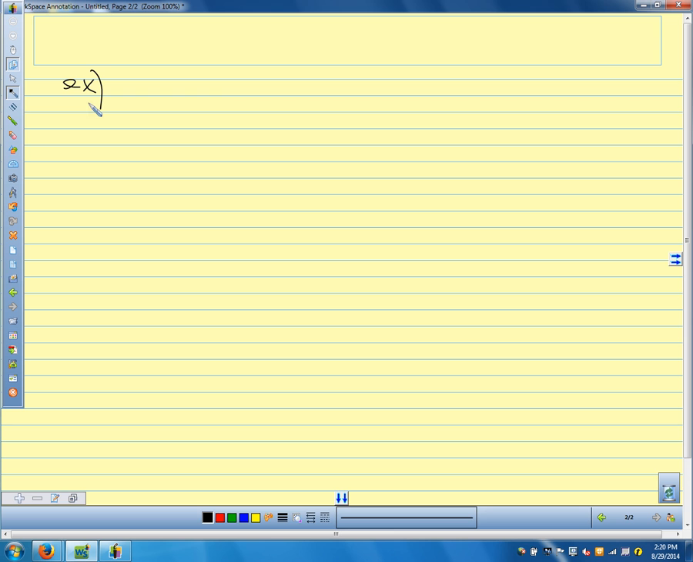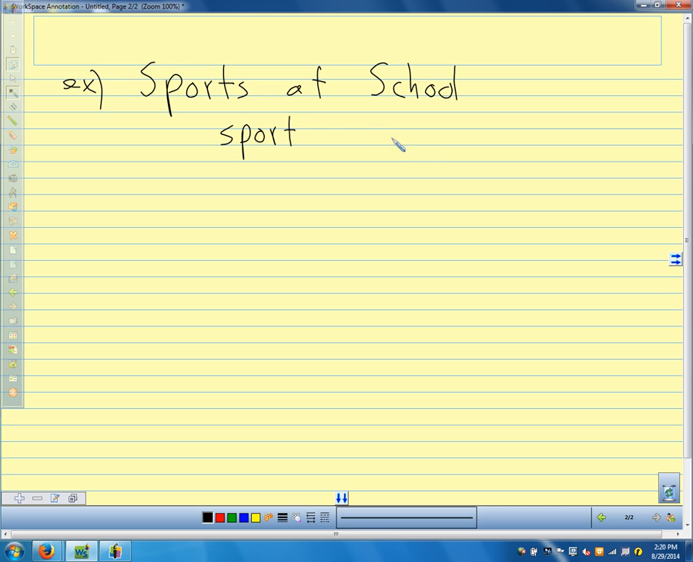So this is a list of how many people participate in different sports at school. And we're going to list them out. Sport and number of people. So sport is our category, and then we'll put the number of people over in this other column. So soccer. This is a small school. Only 29 people play soccer.